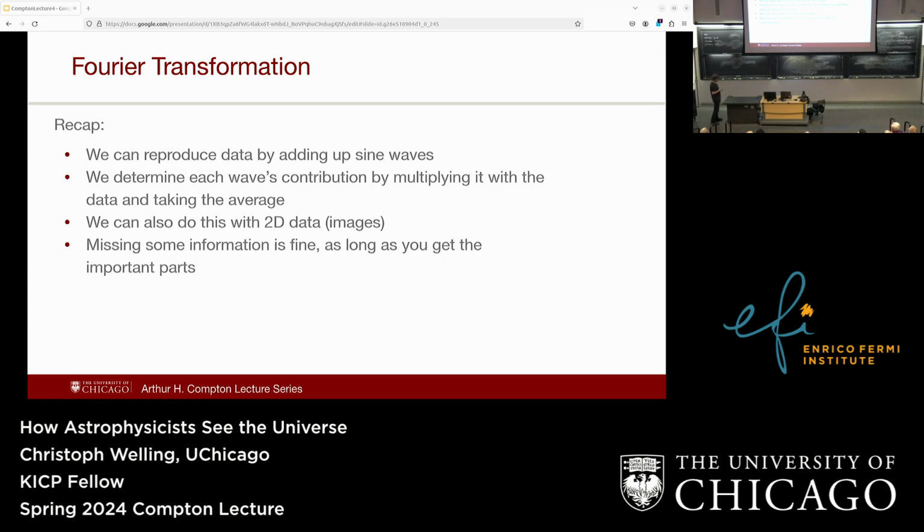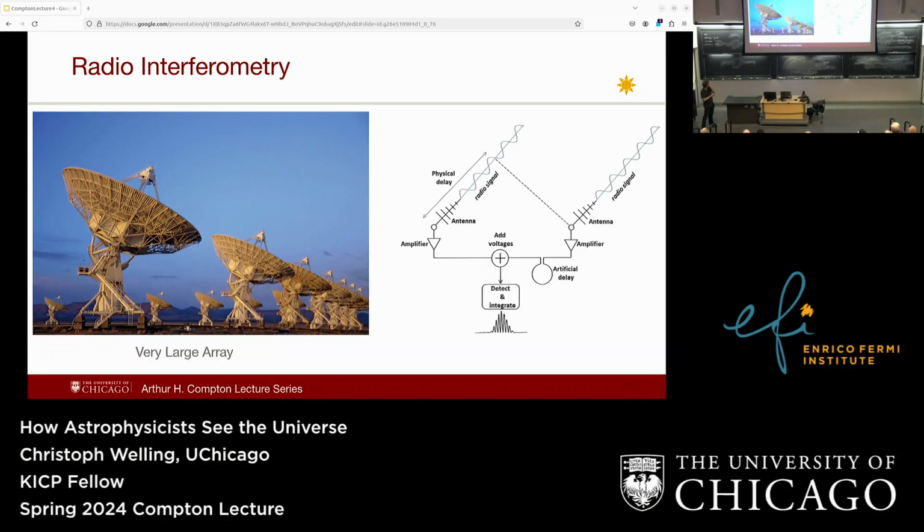So now let's try to apply this to radio astronomy. We can do something called interferometry, where instead of just having one giant dish, I have a bunch of smaller radio antennas. This is the Very Large Array, which is down in New Mexico, I think, in the desert. If I take two of these radio dishes and point them at some source, they're going to be some distance away from each other.